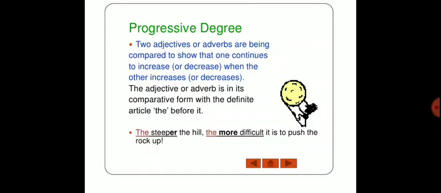If we take one more example, we can take the temperature of each day. Monday the temperature is 25, Tuesday 27, Wednesday 30, Thursday 33. So it means it's getting hotter and hotter day by day. So this is the progressive degree, where you can see the progress of the adjective or the adverb.